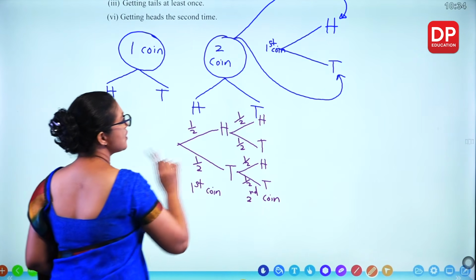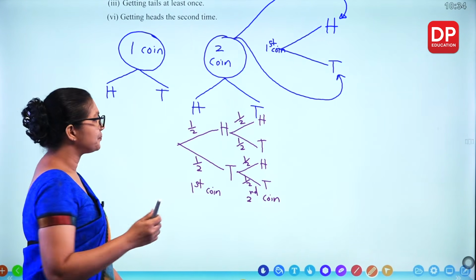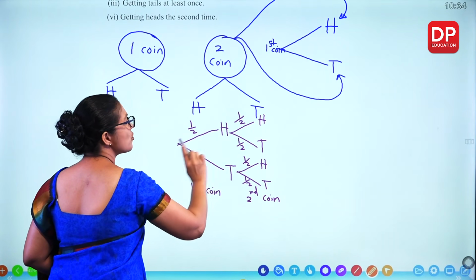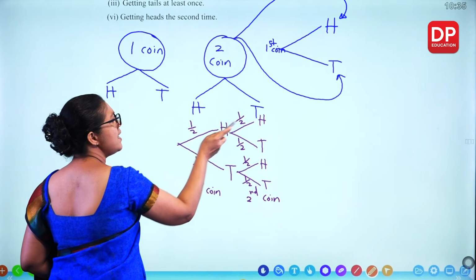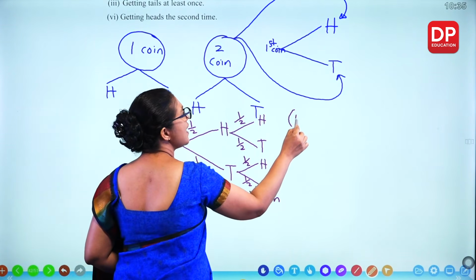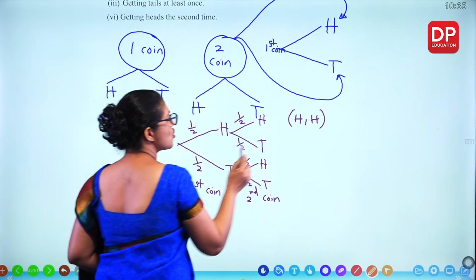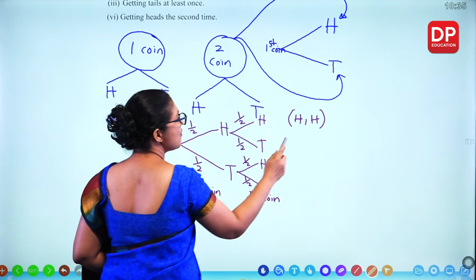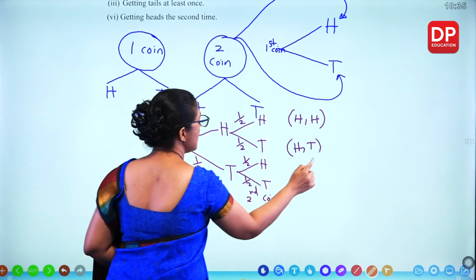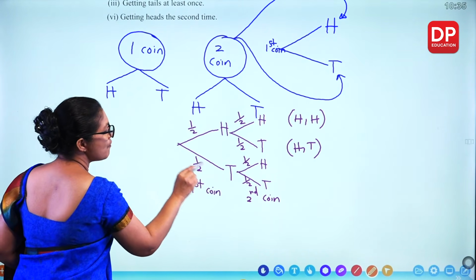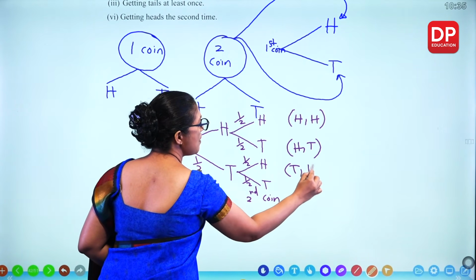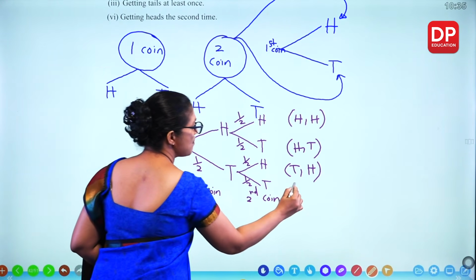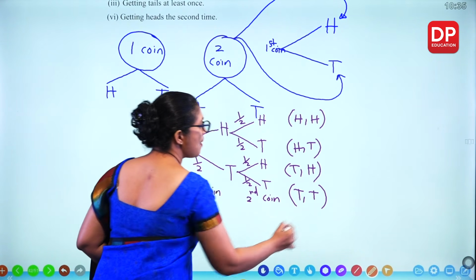What are the possible outcomes? Now how do we read the diagram? Along the branch here, when you take this branch together, you are getting first time head, second time head. So I can write the outcome as HH. When you take this branch, first one head with second one tail, HT. When you take this branch, first time tail, second time head. And this branch, both tails, that means first time T and second time T.